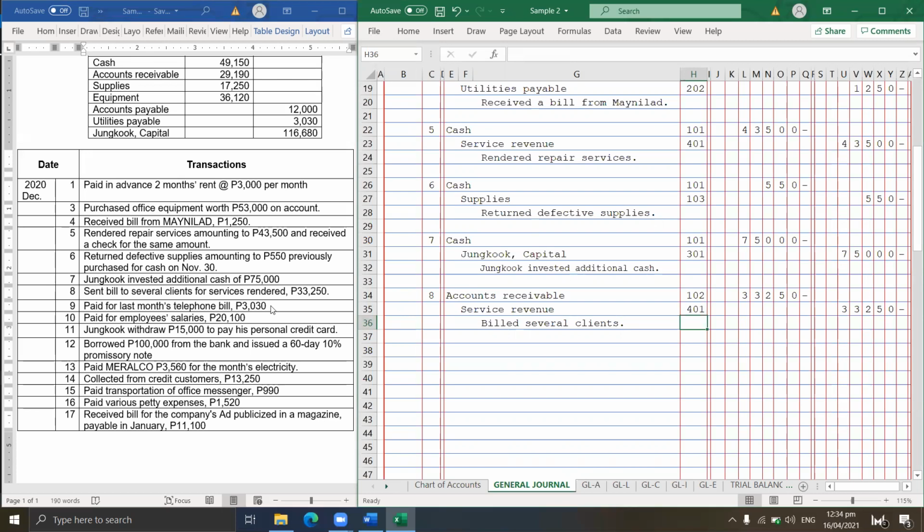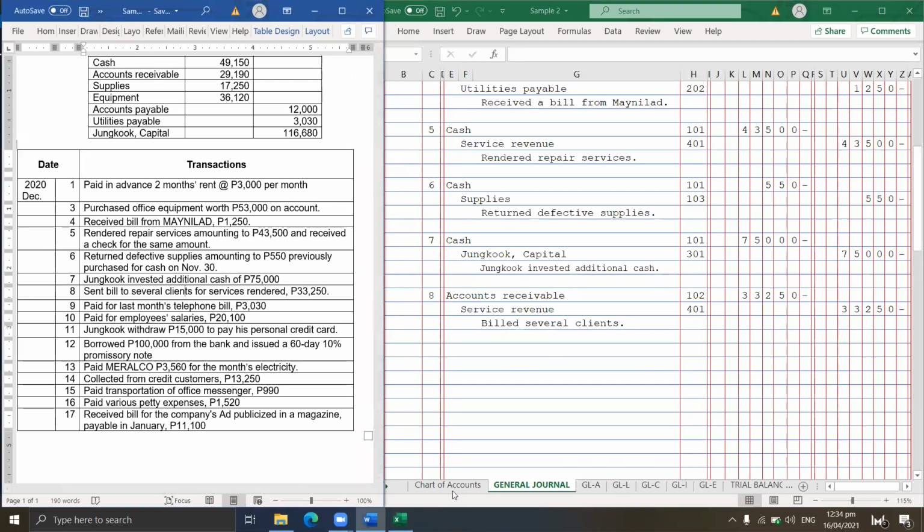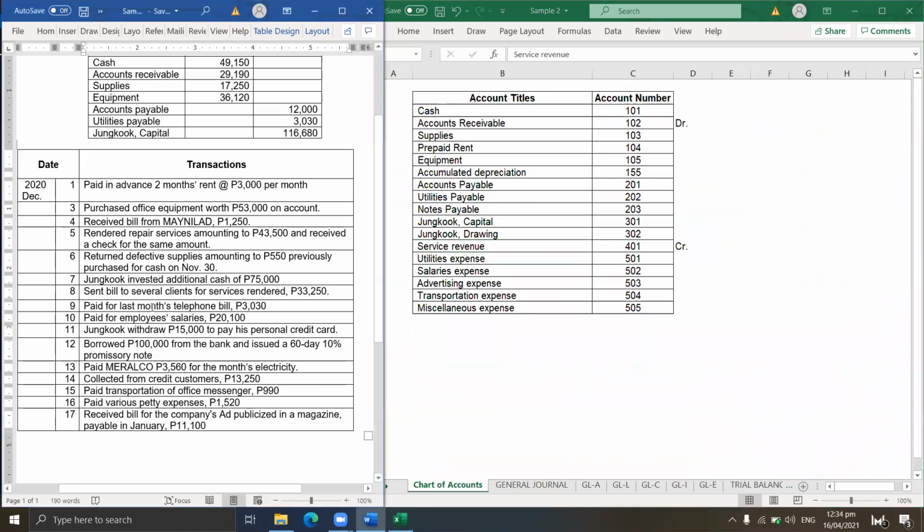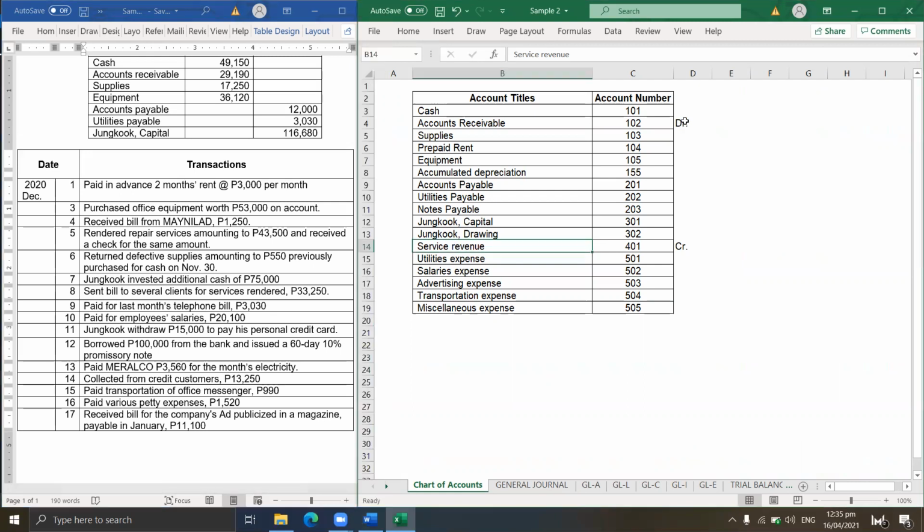So lumipat na po tayo sa ating December 9, no? So sa December 9, binabayaran daw natin. So we paid last month's telephone bill na 3,030. Okay. So unahin natin, ano yung pinambayad natin? Cash. So mababawasan yung cash natin.